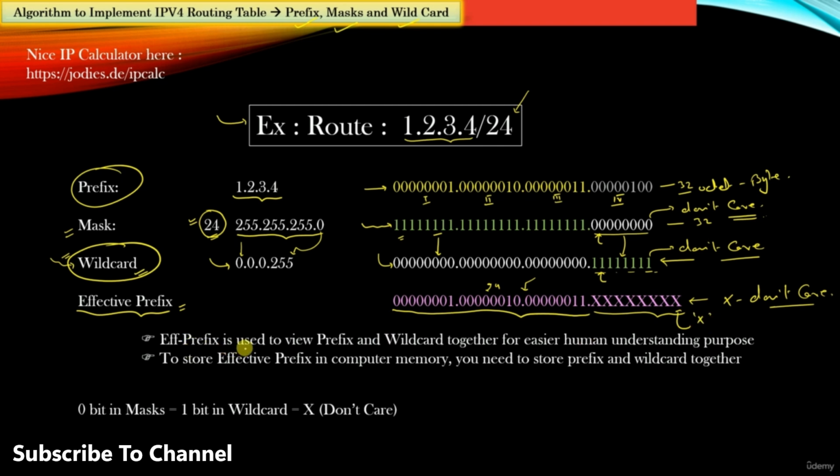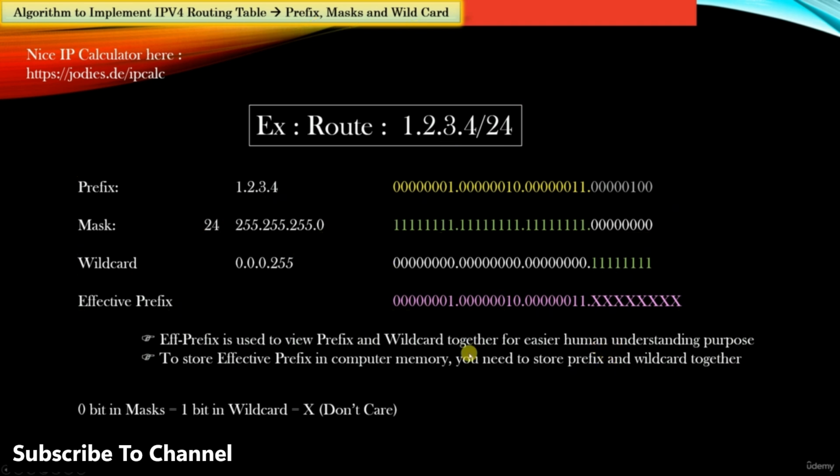So note that effective prefix is used to view the prefix and wildcard together for easier human understanding purpose only. To store the effective prefix in computer memory, you still need a prefix and wildcard saved in separate variables. Alright, so in a separate variable, you store the prefix part, and in another separate variable, you store the wildcard part. And combining these two, you will get the effective prefix.